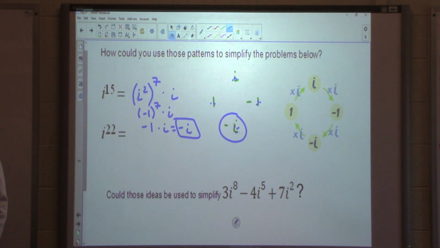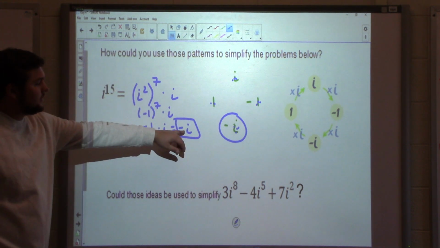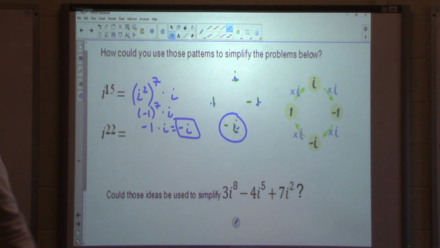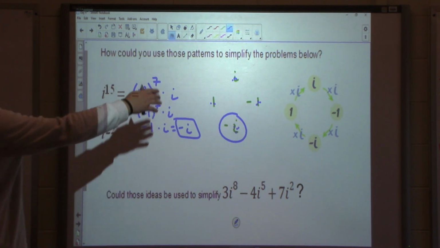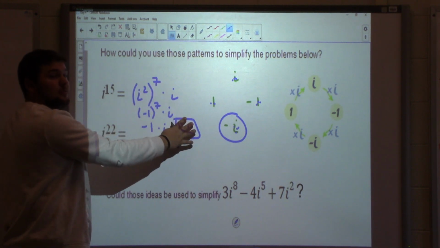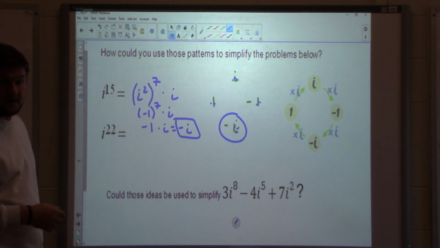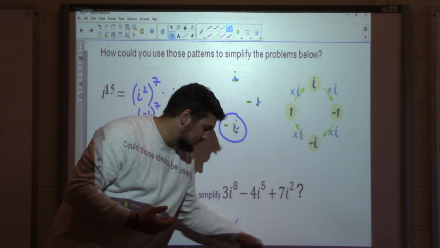If you use the wheel, we end up at negative i. If we did i to the power of 2, we end up at negative i. Whichever way you want to do it. Or if you find some way online that you like, I really don't care. Whatever way makes you comfortable. I prefer it this way, and this is the way I'm going to do it most often. But if you want to use the wheel, you can. Alright? Let's try another one.